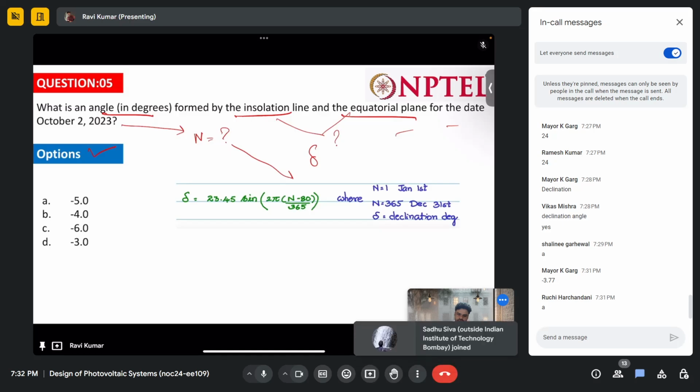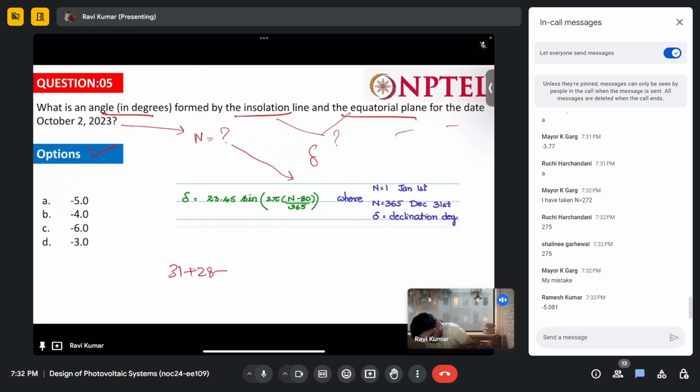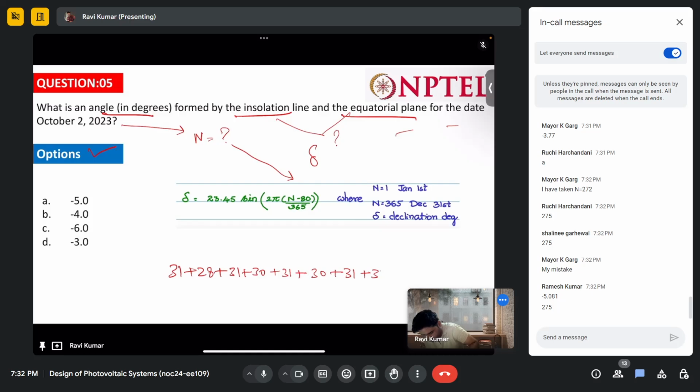What is N? How much N is? What is the value of N you are getting? I have taken N 272. Ruchi taken 275. Why you have taken 272? It is like January, February, March, April, May, June, July, August, September, October. 275 minus 0.5081. Okay.